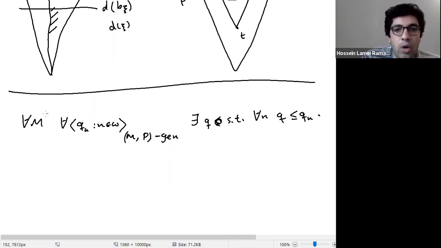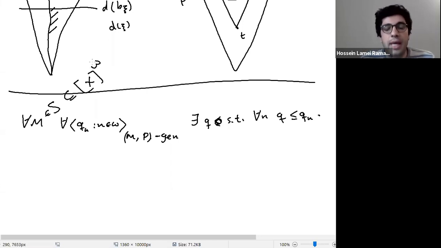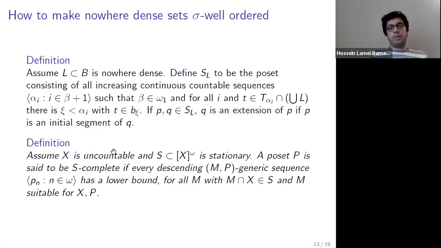But if we say that for all M that are coming from S, and S is some stationary set in the countable structure of X, S is a stationary set in here. If we say that, this is not stronger than properness, this is even not. But with respect to countable submodels which are coming from S, this poset behaves like sigma closed posets.